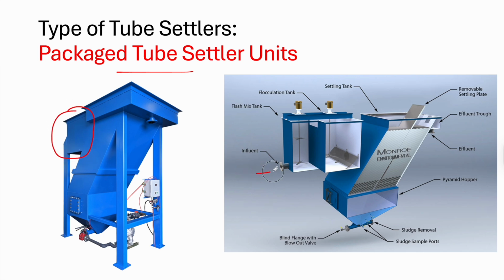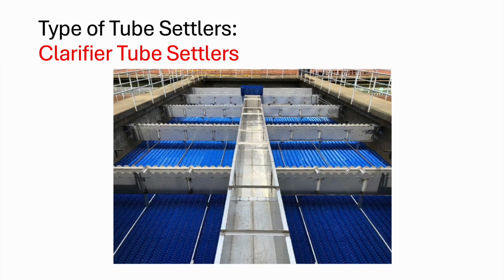We have the influent water, so the raw water that will enter. We can add the chemicals, have the quick mixing, then the slow mixing within the flocculation tank, and then the water can go through a lamella clarifier. Notice how compact these systems are. And also tube settlers can be used for big projects, so for big water treatment or wastewater treatment plants, as you can see here. This is a clarification tank with tube settlers.